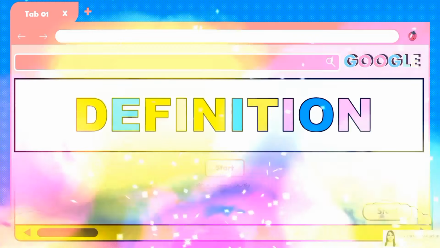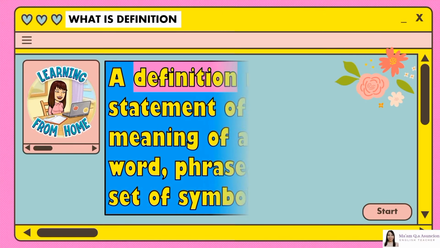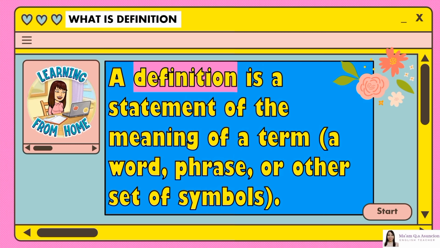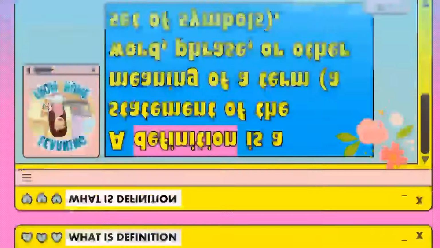Definition. What is definition? A definition is a statement of the meaning of a term, such as a word, phrase, or other set of symbols. The purpose of a definition is to explain the meaning of a term which may be obscure or difficult by the use of terms that are commonly understood and whose meaning is clear.